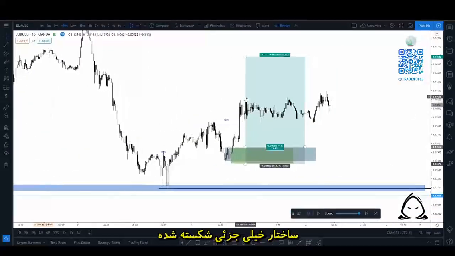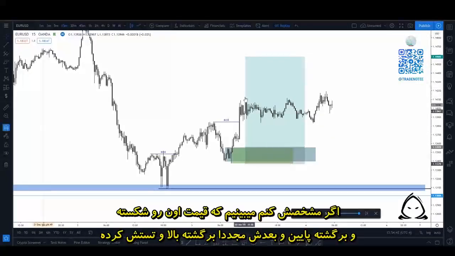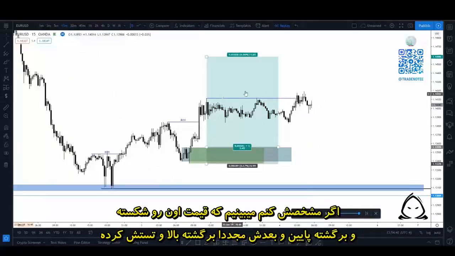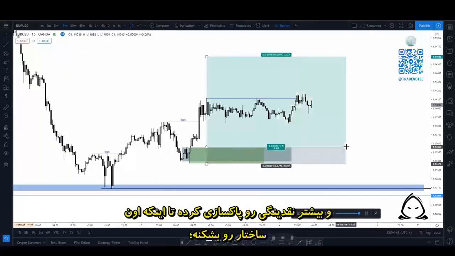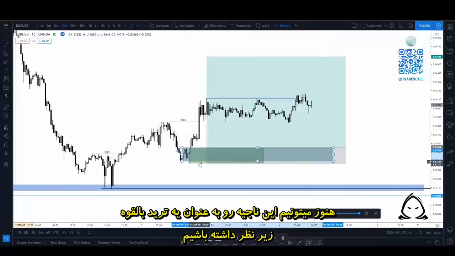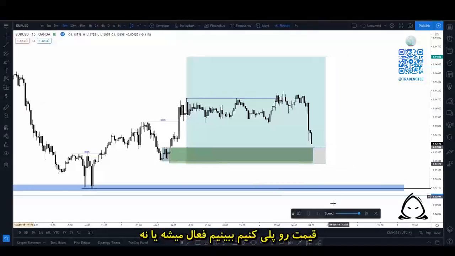So we can just see right now we are breaking structure very slightly. If I just mark that on for information's sake, we broke it, but then we broke back down, came back up, retested, more or less took liquidity from this area rather than actually breaking structure. So we can still monitor this zone as a potential entry point. We'll just keep playing price and see if we get tagged in.